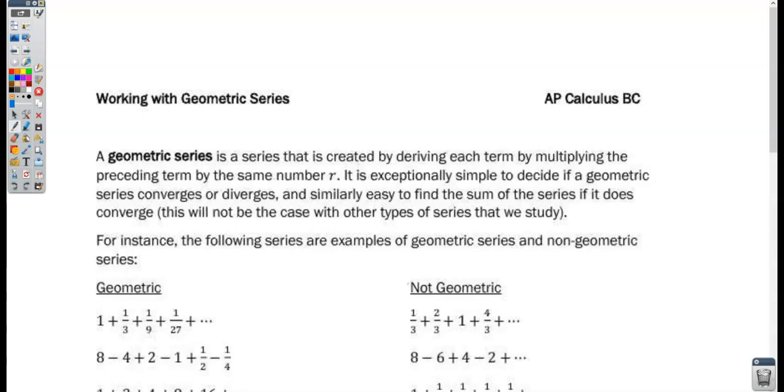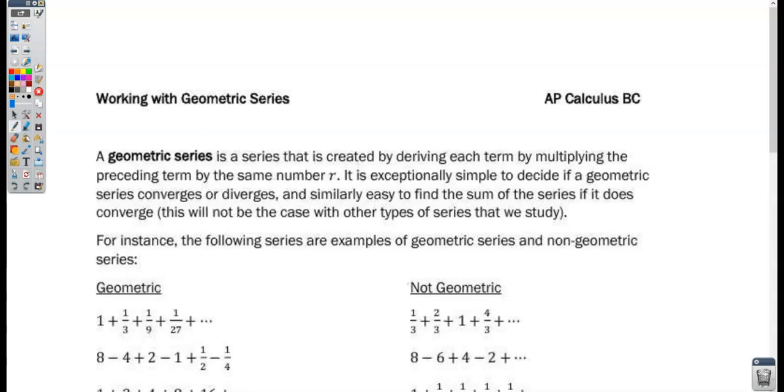Alright everybody, welcome back. In this video we're going to be talking about information from section 10.2 of AP Calculus BC, working with geometric series. And so we start here with a definition of what a geometric series is. It's probably a definition you've seen before, but a geometric series is a series that we create by deriving each term by multiplying the preceding term by the same number r.